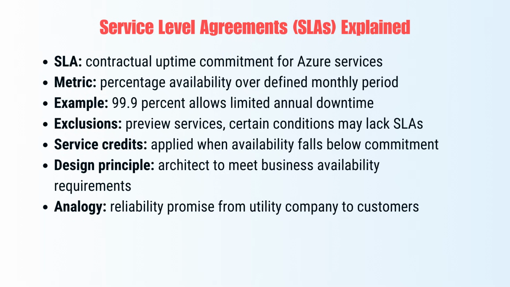If the service fails to meet its SLA, Microsoft may give service credits on your bill. These credits compensate for downtime but don't cover indirect business losses. The exact credit percentage depends on how far actual availability falls below the target. Not all services have SLAs. For example, preview features might be explicitly excluded or carry no formal SLA.